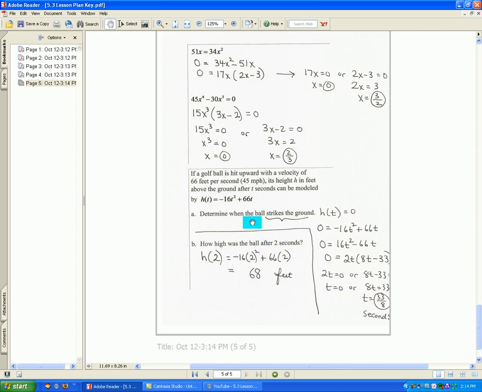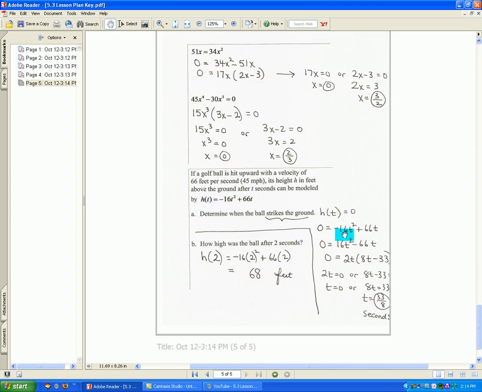Now part A, which is the harder one, is asking a little bit different question. Part A wants to know when the ball strikes the ground. Well, if you picture, let's say, a golf ball returning to the ground, when it's on the ground, its height would be 0. H of t would be 0. So anytime you're finding when an object is on the ground, you set its height to 0. So if you went to this function, h of t becomes 0.